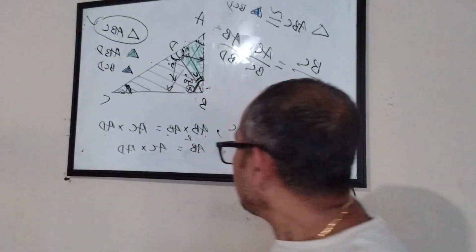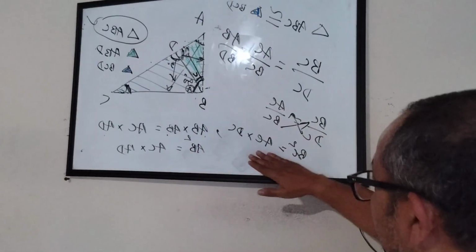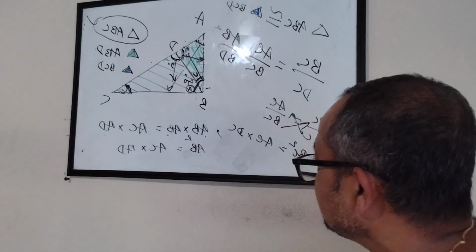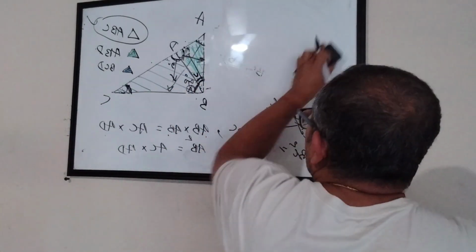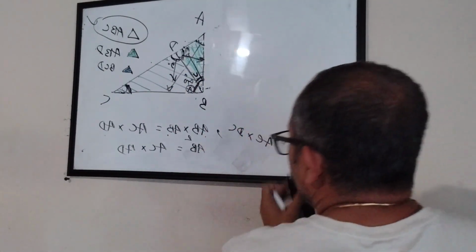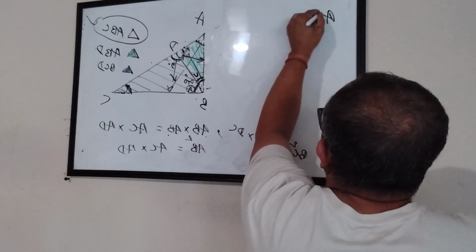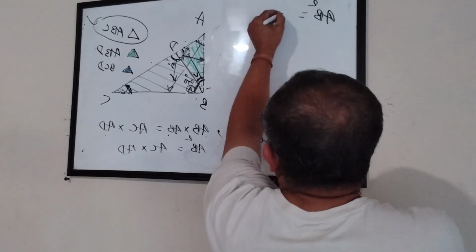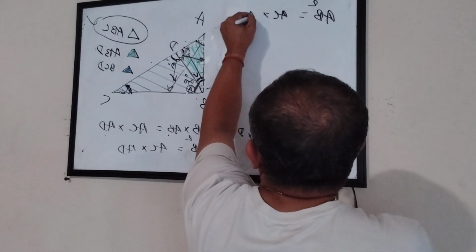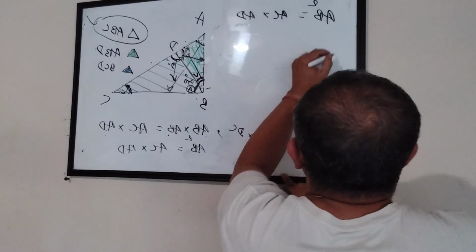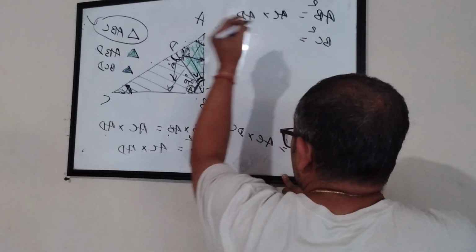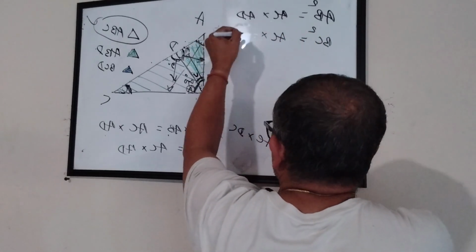That's it. So the second equation we got is BC square equals AC into DC. So basically, if you look at a summarized form of this, you have two equations. One equation says AB squared equal to AC into AD, and the second equation says BC squared equals AC into DC.